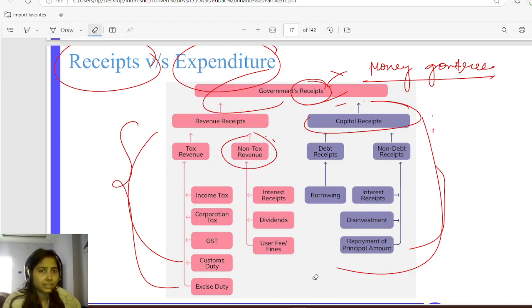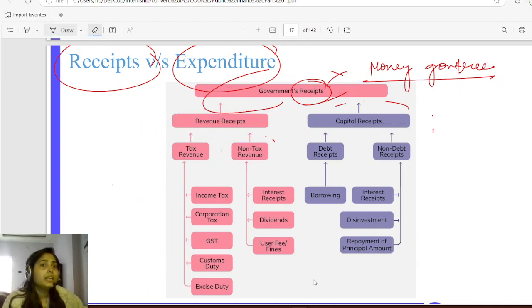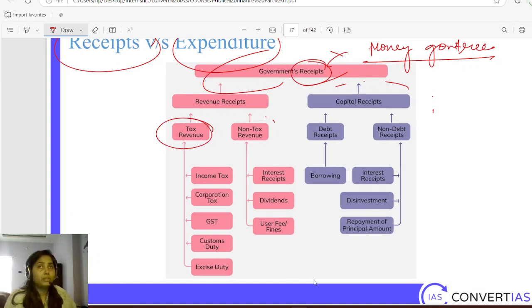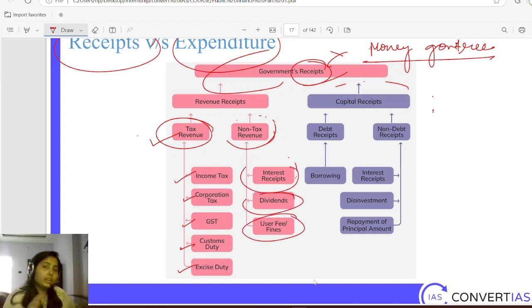By name it suggests, whatever money you are getting in the form of tax comes under tax revenue. There are different kinds of taxes: income tax, direct or indirect, then corporation tax, GST, custom duty, excise duty. I'll be discussing all these things separately. Again, there is non-tax revenue as well, the different sources of revenue which are not coming in the form of tax. So they are interest receipt, dividend, user fees, and all those things.